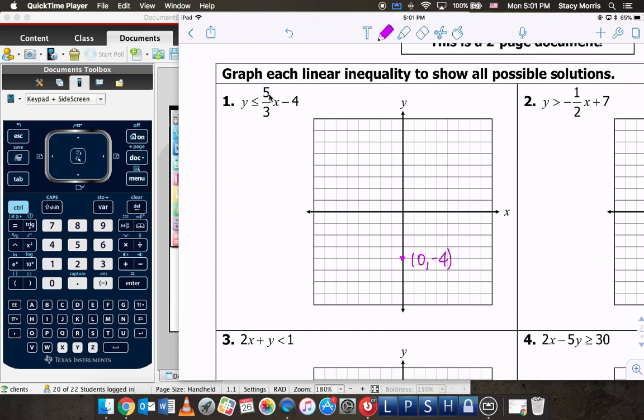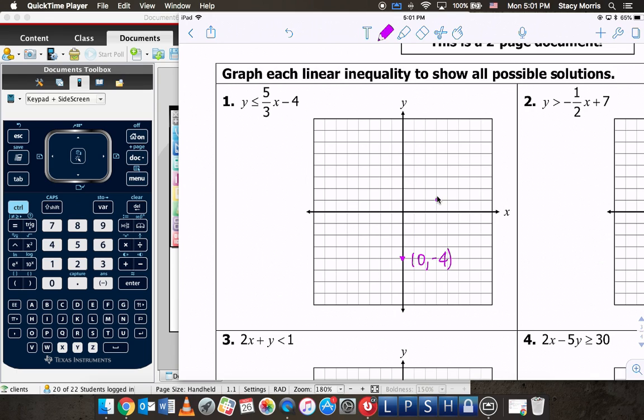From there, I'm going to use my slope, which is 5/3, to rise over run. Remember that slope is rise over run. So rise 5, run 3. Both of those are positive. So I'm going to go up 5, right 3. So 2 positive directions. So up 1, 2, 3, 4, 5, right 1, 2, 3. Puts me right here at 3, 1.